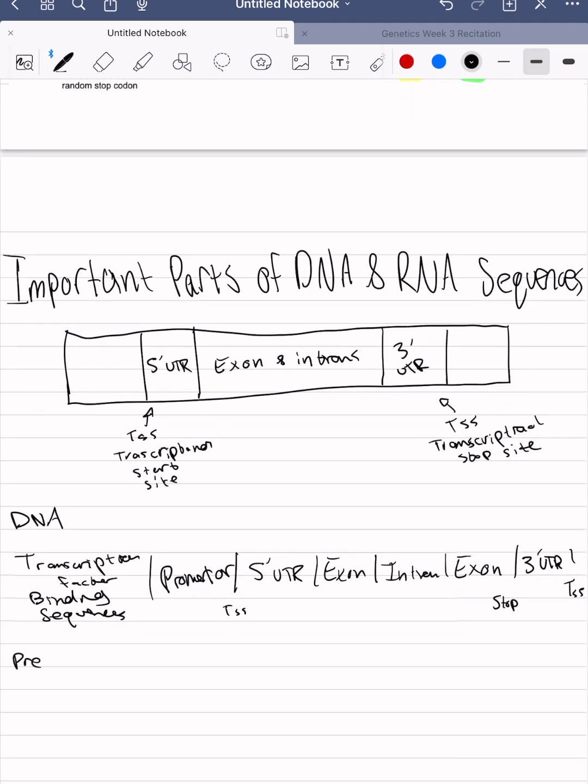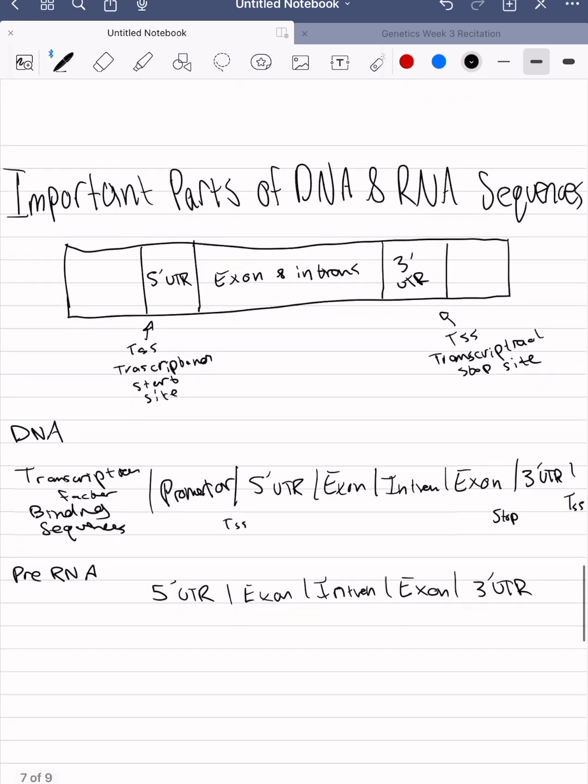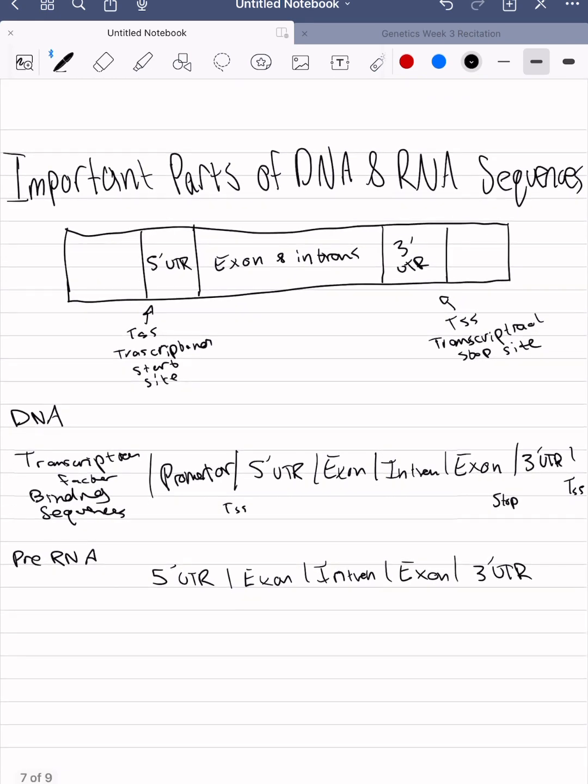Pre-RNA: what we would end up with is the 5' untranslated region, exon, intron, another exon, and the 3' untranslated region. Now, RNA goes through a maturing process in which certain steps occur to make the final mRNA that will be translated into amino acids and proteins.